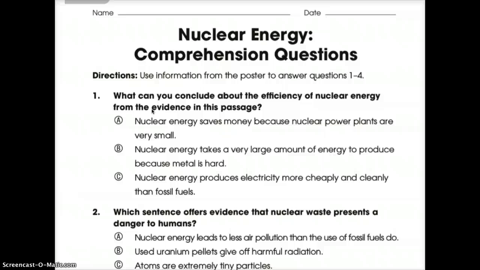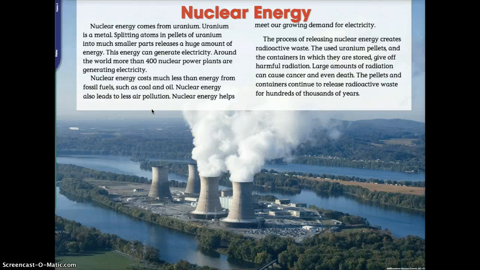Okay, now we're ready to reread the passage to find the evidence we need. In the first paragraph, I read that splitting uranium atoms releases a huge amount of energy. Atoms are very tiny, so uranium fuel must not take up much room. In the next paragraph, we have that nuclear energy comes from uranium. Uranium is a metal, and a much smaller amount releases a huge amount of energy. The next paragraph states nuclear energy costs much less than energy from fossil fuels. I know that efficiency means a process gives off a lot of product for a small cost.